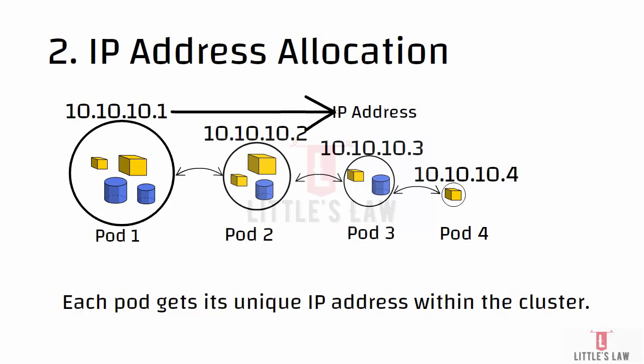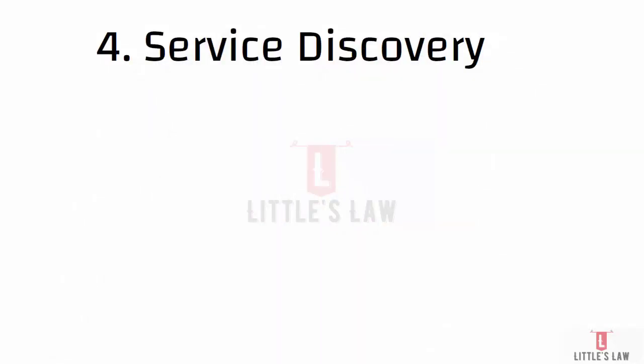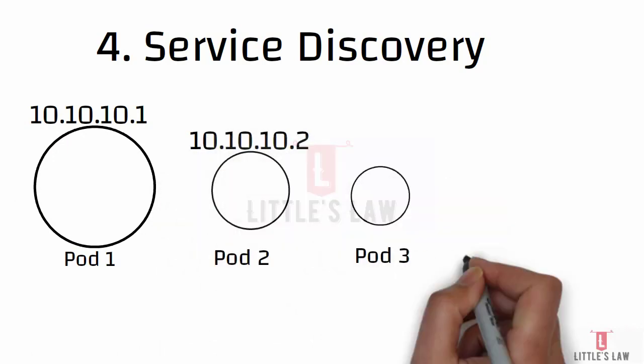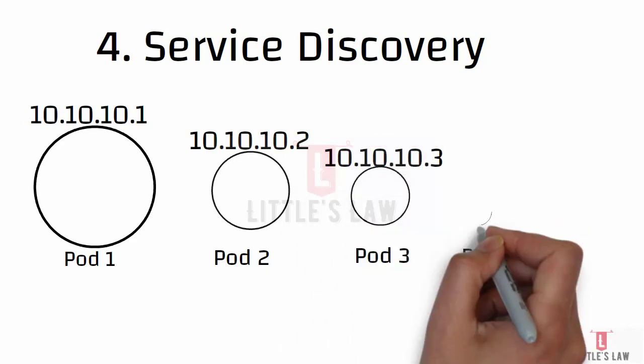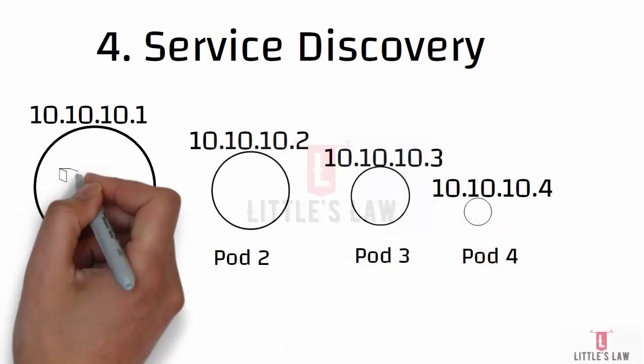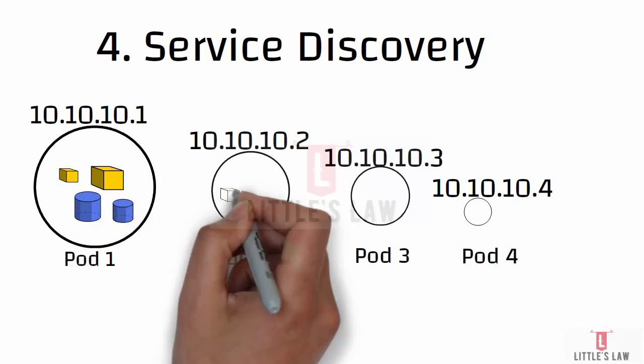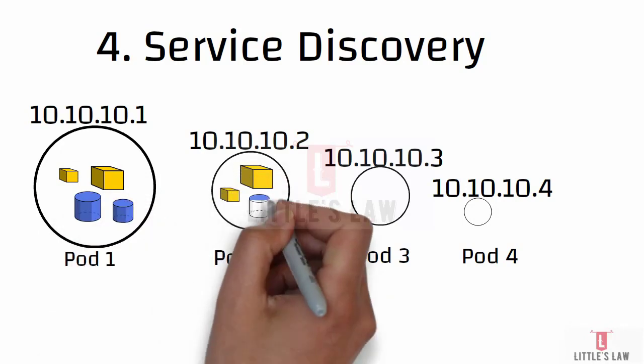And now we will move to the third section of this video. The fourth and critical part when it comes to Kubernetes pod communication is service discovery. Kubernetes provides a service discovery mechanism that allows the pods to find each other dynamically using DNS. So what does this mean?